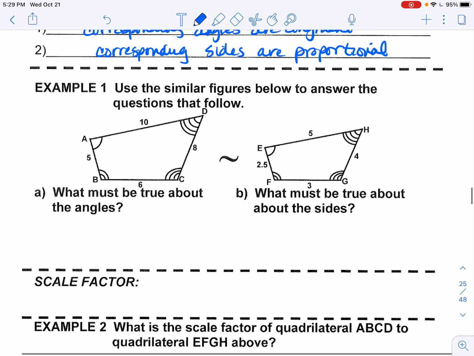So let's take a look at example 1. It says, use the similar figures below to answer the questions that follow. What must be true about the angles? Well, the angles are going to be congruent. And what must be true about the sides? They are proportional.